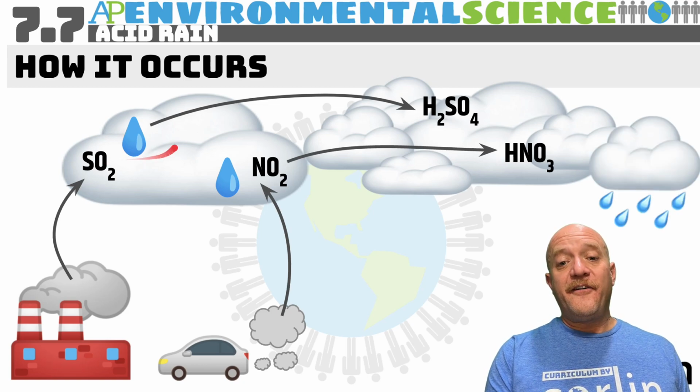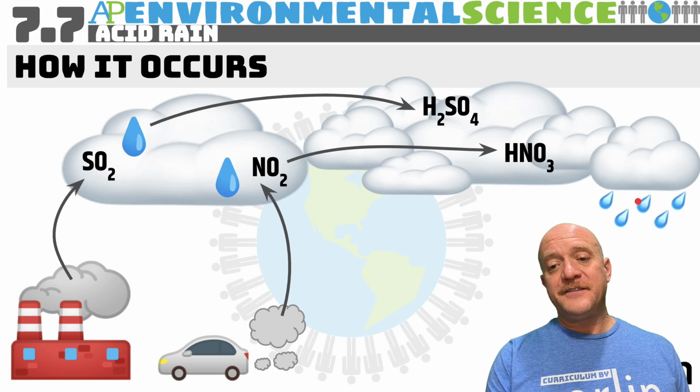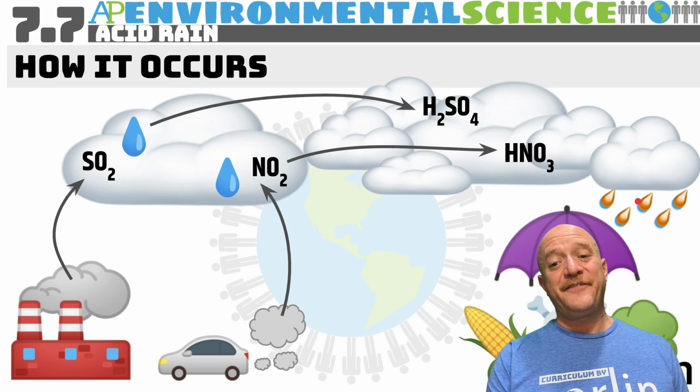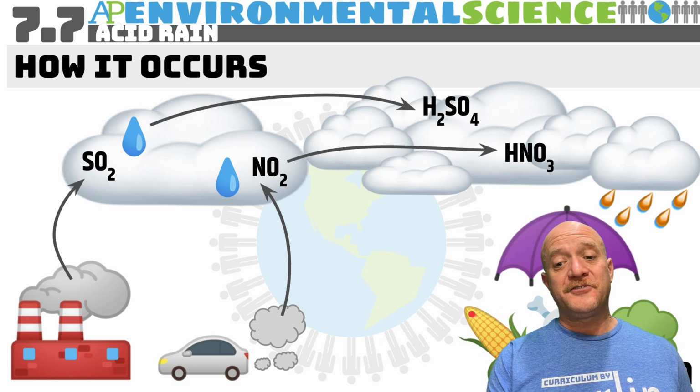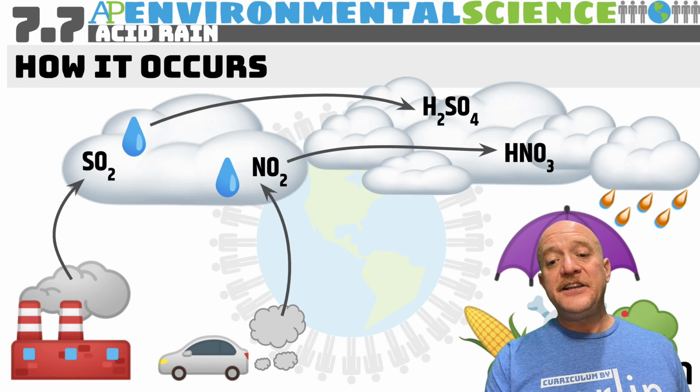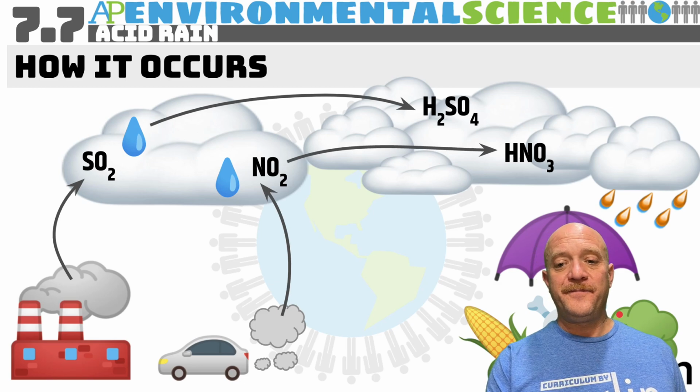Now, when they fall back to Earth, they're not falling back as regular rain. They're falling back as acidified rain, which can be very damaging to agricultural crops, to plants, and to human structures as well.